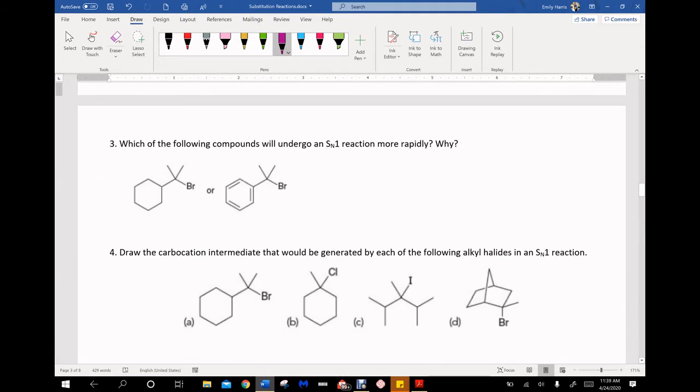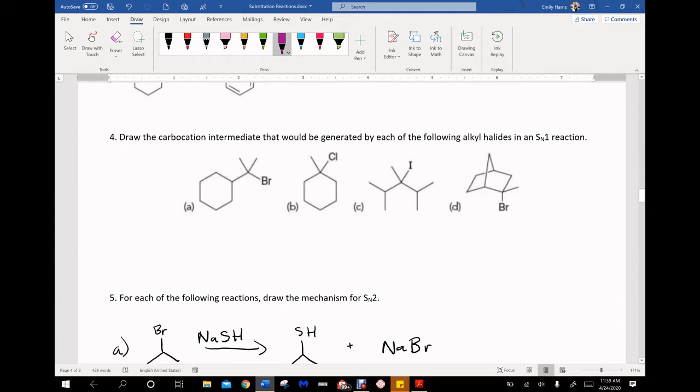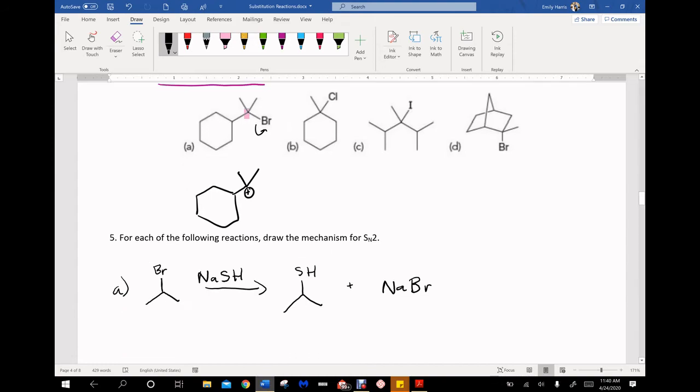All right. So now let me help you out on just one with number 4 right quick. Number 4 says draw the carbocation intermediate that would be generated by each of the following alkyl halides in an SN1 reaction. So again, the carbocation will be generated on the carbon next to the leaving group. So you'll draw in the rest of the molecule. The leaving group will be gone at this point, so you'll just be left with the carbocation at that particular carbon that was next to the original leaving group. And that same thing will apply for the rest of the examples.